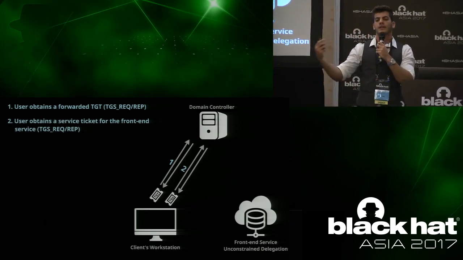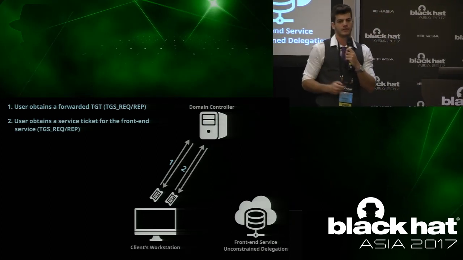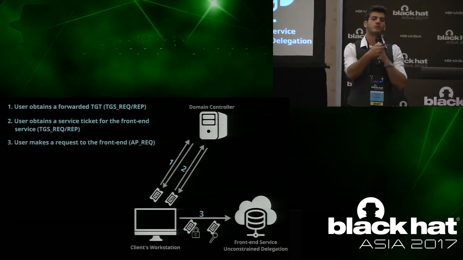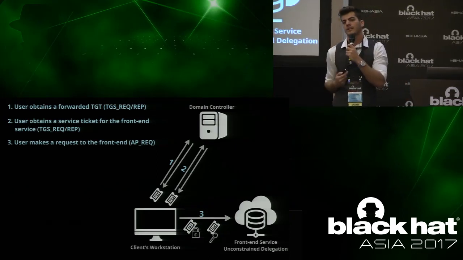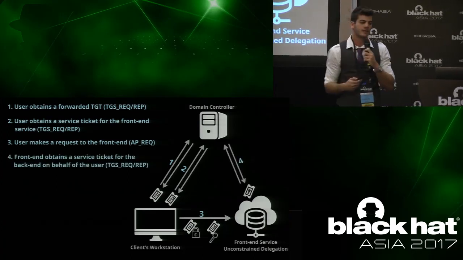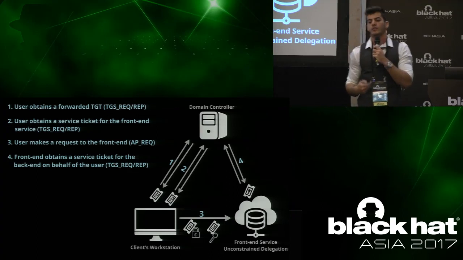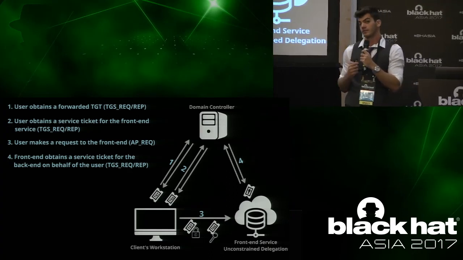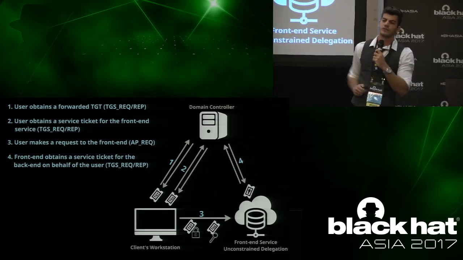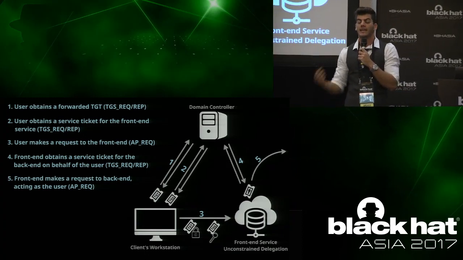Then the client will generate a session key, encrypt the ticket granting ticket, and put that session key inside the service ticket. The client then presents those two tickets to the front end, so the front end is able to decrypt the service ticket with its own key, extract the session key, and then decrypt the ticket granting ticket. When the front end has this ticket, it can go to the domain controller and ask for service tickets on behalf of the user. The domain controller checks if the front-end service is trusted for delegation, and if it is, it brings back a service ticket to the front end to access the resource. And finally, the front-end service uses the ticket to access the resource and act on behalf of the user.